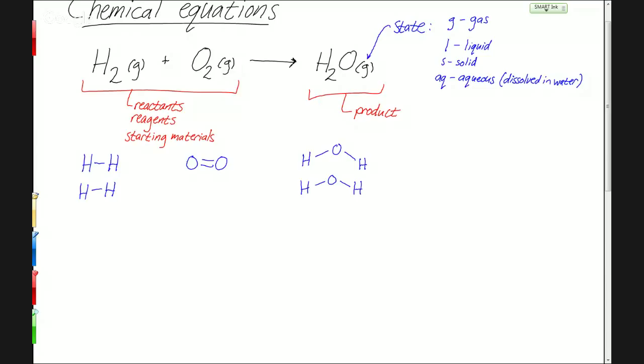So this tells us that every oxygen molecule must react with 2 hydrogen molecules, not just 1. They have to react in a 1-to-2 ratio, and then 2 molecules of water will be formed. The way we express that in the equation is to put the number 2 in front of the compound like that. That tells us 2 molecules of hydrogen are needed for every 1 of oxygen, and similarly over here, 2 molecules of water are formed.